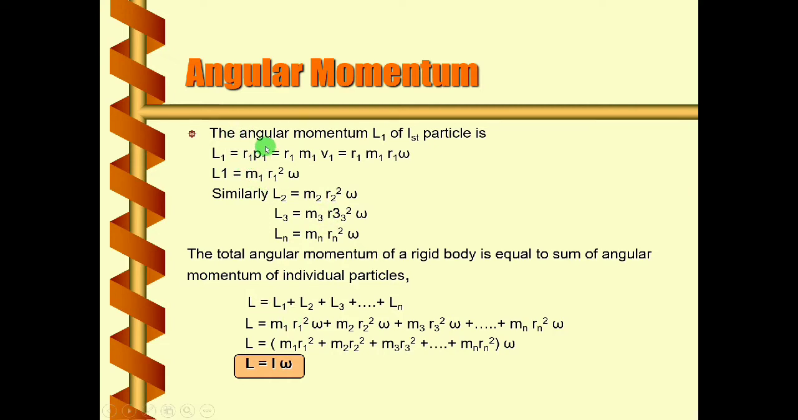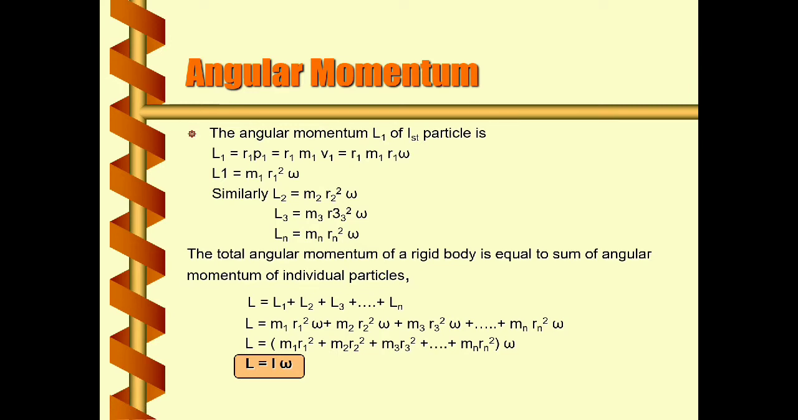So L1 will be equal to r1 p1. This is according to the definition. r1 as it is, p1 will actually be m1 v1, that is the product of mass and velocity. So for the first particle, r1 m1 v1. If we write v1 as r1 omega, then r1 as it is, m1 as it is, and instead of v1, I am writing r1 omega. I am not writing omega 1, omega 2, likewise, because we consider the body is rotating with constant angular velocity.